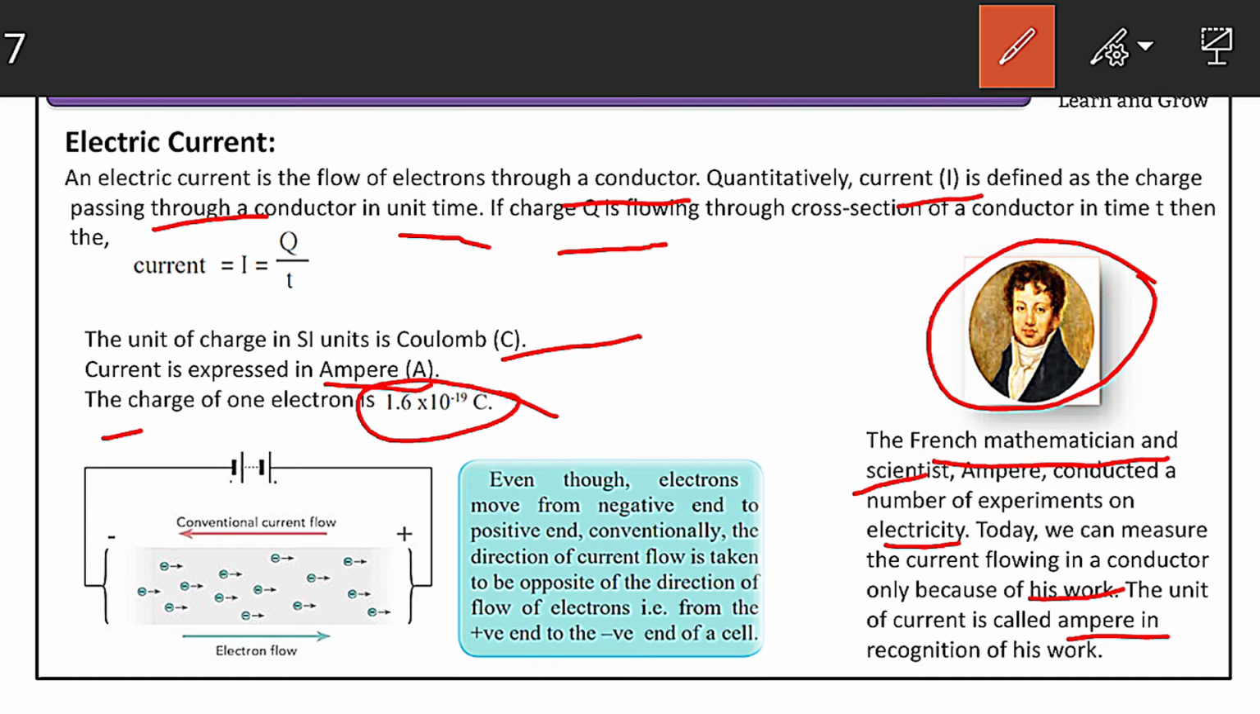Now, one convention is that even though electrons move from the negative end to the positive end, the direction of current flow is taken to be opposite to the direction of flow of electrons, that is, from the positive end to the negative end of the cell. See in this diagram, electrons are moving from this side, but the conventional current is moving from the opposite side. Electrons move from the negative end to the positive end, and the conventional current moves from the positive end to the negative end.